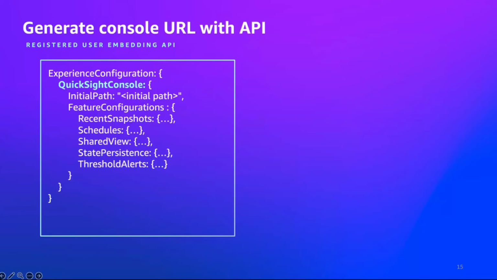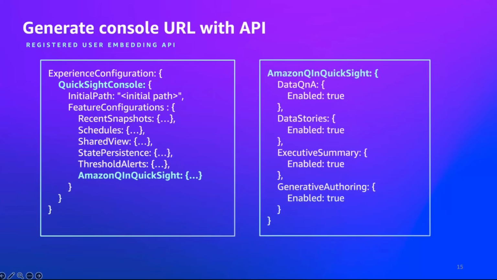But the feature configuration that was recently added and relevant to our discussion today is Amazon Q in QuickSight. And this actually has 4 sub-properties that can be enabled or disabled to control which generative BI features will be available in the embedded console. And these are the data Q&A, the data stories, the executive summaries, and the generative BI powered authoring.